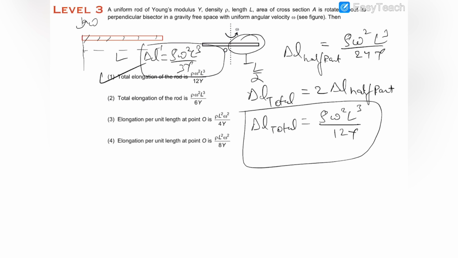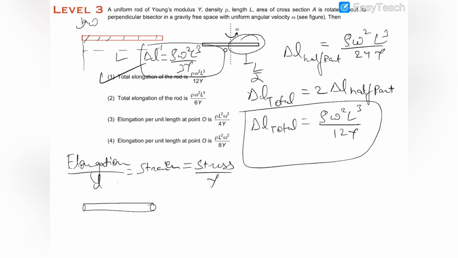Now in the second part, it is being asked that we have to find out the elongation per unit length at point O. Now elongation per unit length is equal to strain, obviously. Elongation per unit length is strain, and strain is equal to stress upon gamma. Now in simple words, we are asked the stress at this point divided by gamma. So let us first of all see that if the rod is rotating about the central axis, then this part, only this part, will be applying a centrifugal force, which is m l omega square.